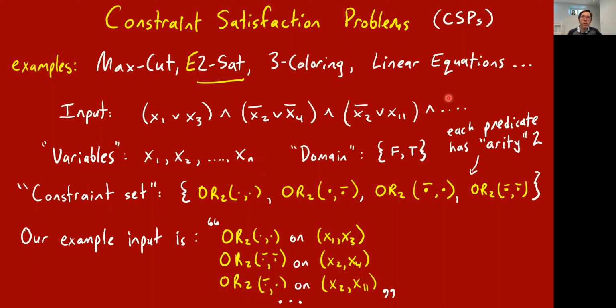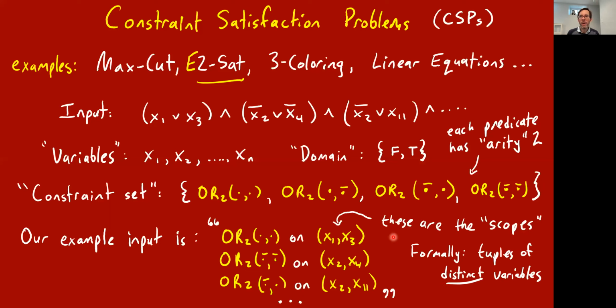So instead of writing the input like this, first of all, I'm not going to write it as a conjunction. I'm just going to write it as a list of constraints that I want to be true. And each of these constraints is one of the predicates, or constraint types, from my set applied to, in this case, 2 of the variables. These pairs of variables are called the scopes. Like in this first constraint, the OR with no negations is the predicate, and the pair x1, x3 is the scope of this predicate.